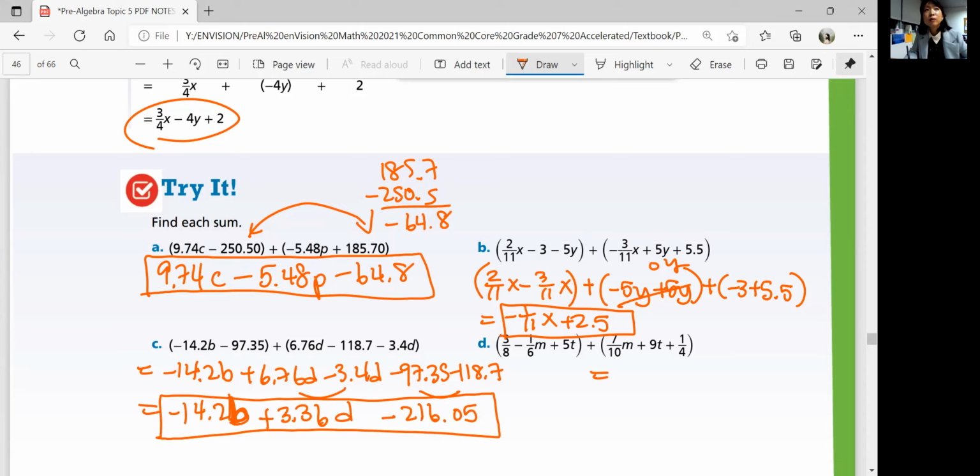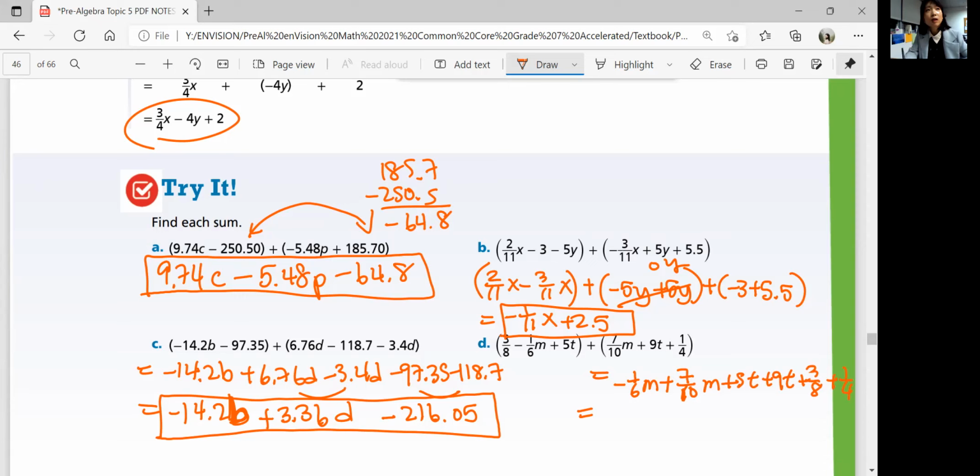Okay, what about fractions? Same thing, group them together. Negative 1/6m plus 7/10m. And then you have 5t plus 9t. And then 3/8 plus 1/4. And then you have to match the denominator.